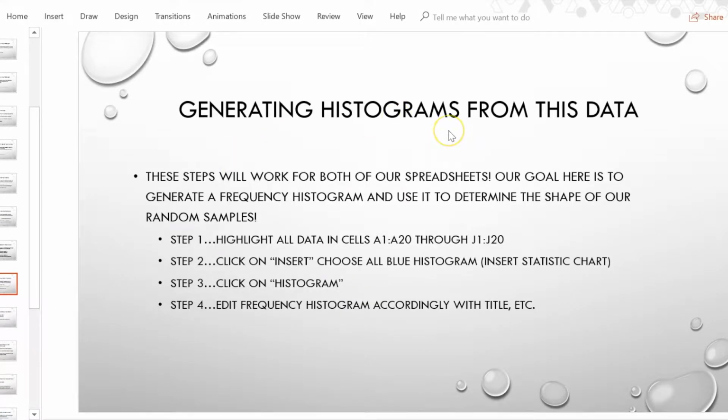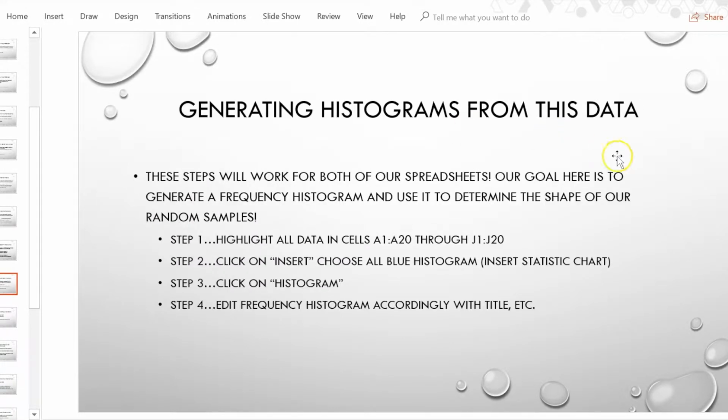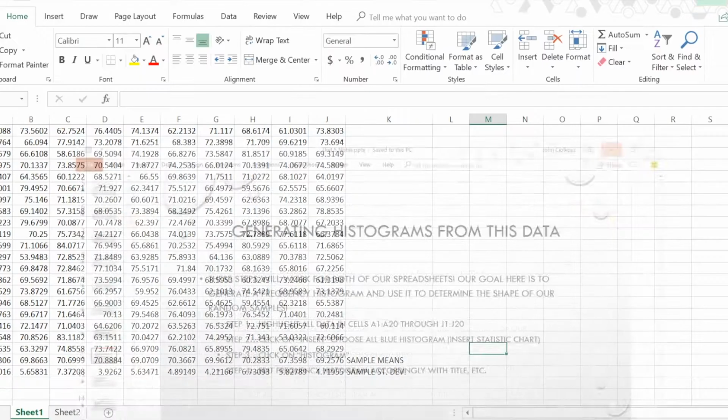Okay, now we want to make some histograms, and then later this next slide just talks about what we're going to talk about. So we'll make our histograms all at once, with all the different talking points we can have here. To do this, we're going to highlight all of the data, all those different samples. Then we click Insert and choose the blue histogram, Insert Statistic Chart. I've tried to make these as to the point as possible. We're going to choose a histogram, and then edit it, give it a title, the basics.